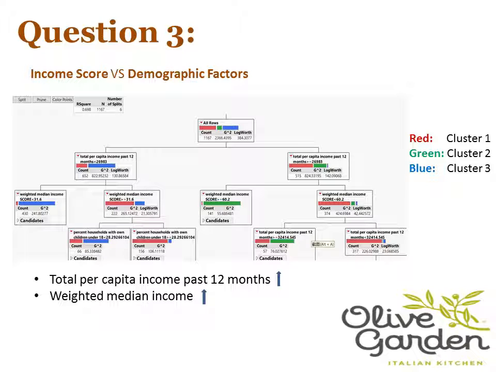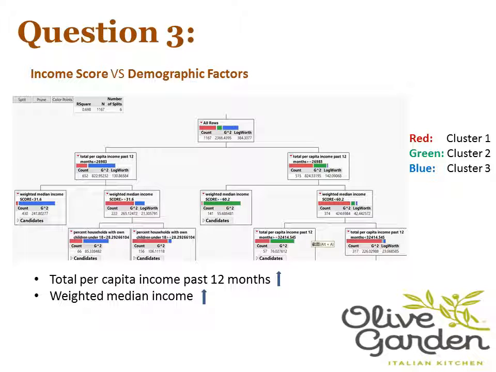Here comes question 3. I want to find whether demographic factors will influence the income score. I did a partition analysis first, and red represents cluster 1, green cluster 2, blue cluster 3.